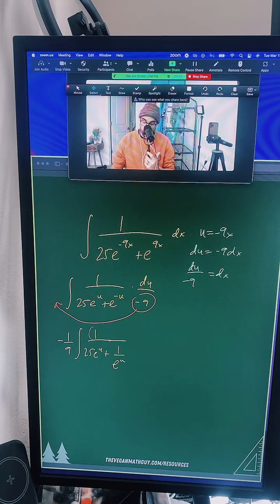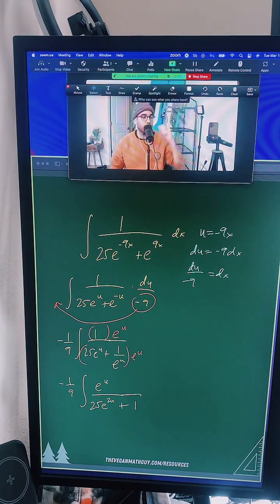So now what we're going to do is multiply both the top and the bottom by e to the u. What that does is now we have negative 1 over 9 integral of e to the u over 25 e to the 2u plus 1. Oh, okay. I think this is going to be a lot easier. I don't think this should be too bad. At least I don't think so.